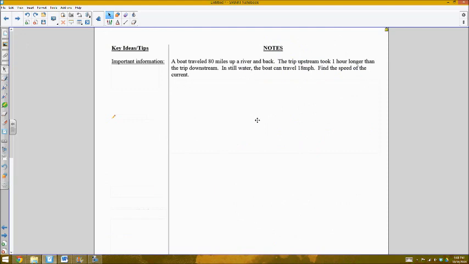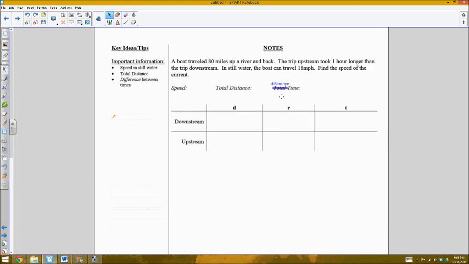The trip upstream took 1 hour longer than the trip downstream. So just like before, the key information is very similar, only in this case, rather than talking about the total time, we're talking about the difference between the times. So we're going to set it up in basically the same way. When I go to fill in my information, it's the same basic information.